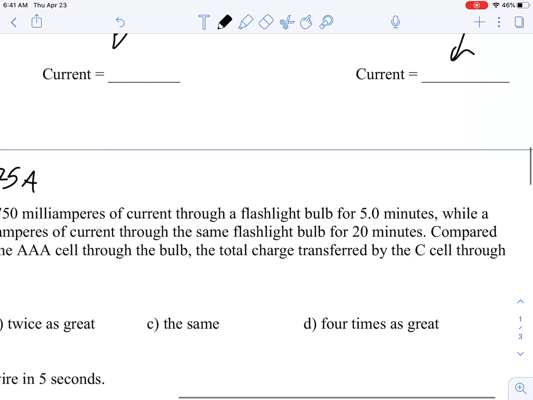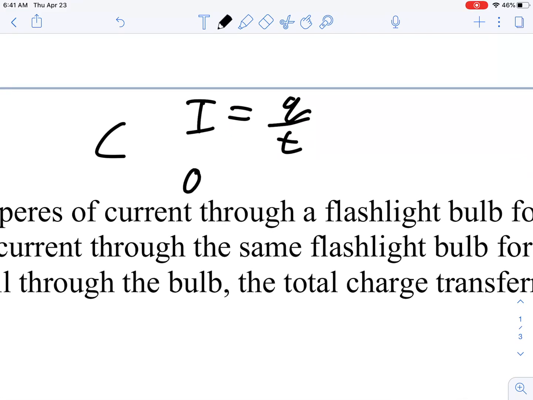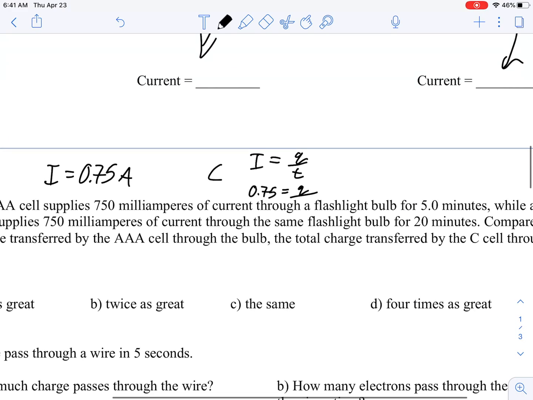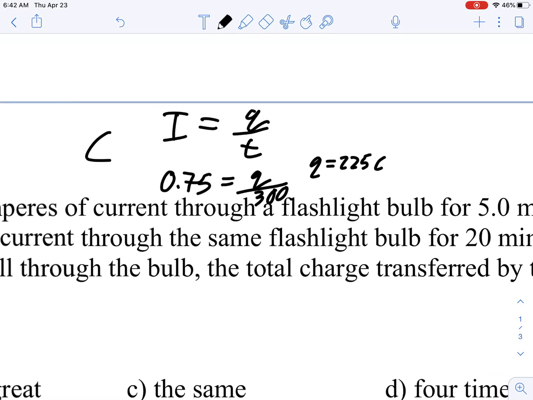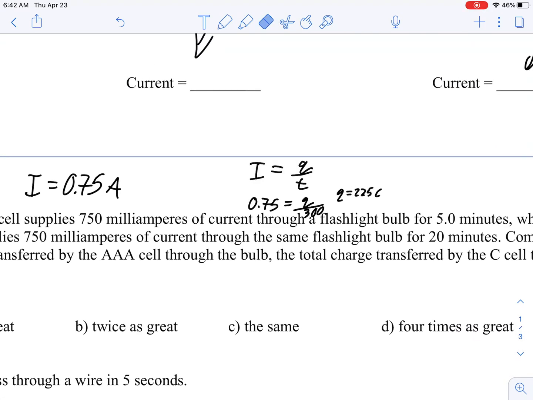So let's do the 2 cases. First case we'll do is the AAA, all right? So for the AAA battery, I equals Q over T. All right, so I is 0.75 amps. Q is unknown, and 5 minutes is, what is that, like 300 seconds? So if we cross multiply 0.75 times 300, we get 225. All right. Excuse me, I'm sorry, that wasn't for the C, that was for the AAA.